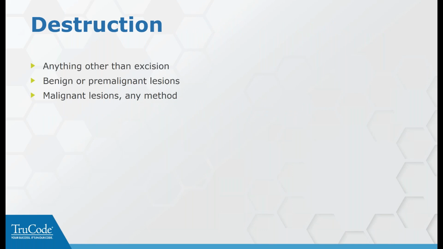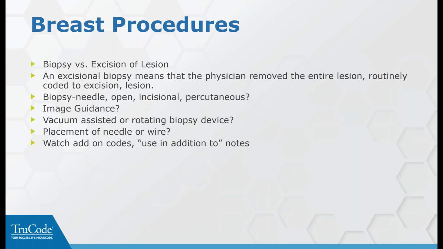From those codes, we go into the destruction codes. As I mentioned earlier, those are anything other than excision. And remember, these are also destruction of benign or pre-malignant lesions or malignant lesions, any method. So again, with your destructions, you still need to know, if possible, the type, if it's benign or pre-malignant or malignant. And then the last part of our integumentary section is on the breast procedures.